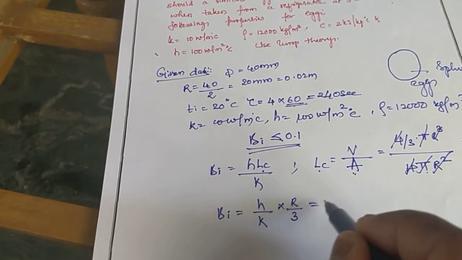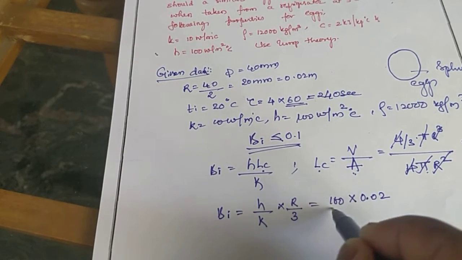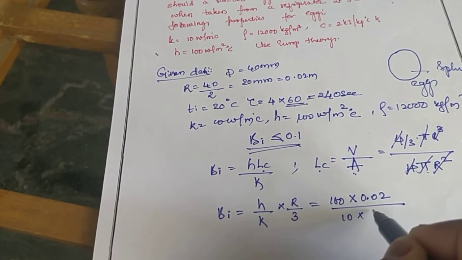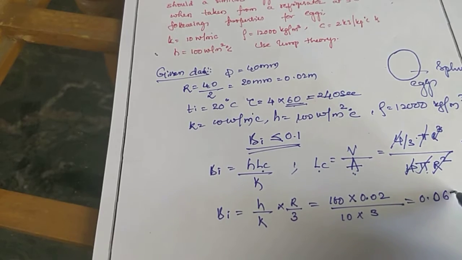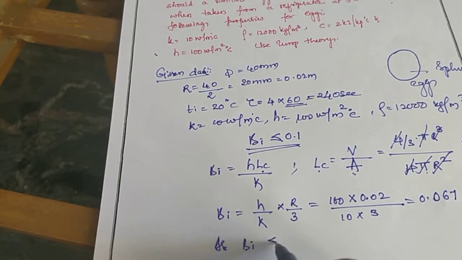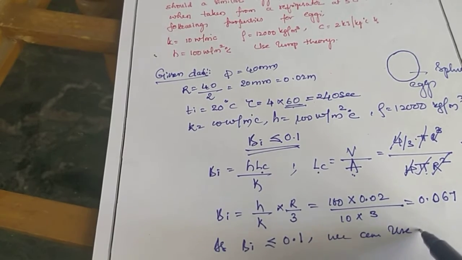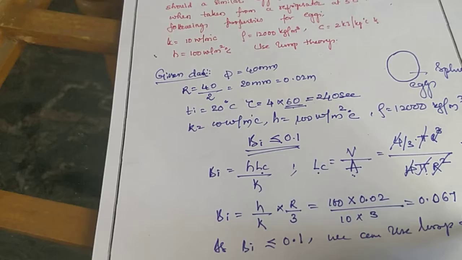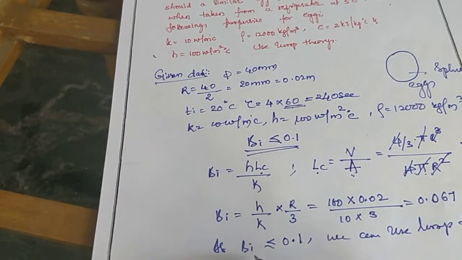Substituting the values, 100 into 0.02 by 10 into 3, it becomes 0.067. As the Biot number is less than 0.1, we can use lumped theory. So the Biot number should be less than 0.1, then only we can use the lumped theory.